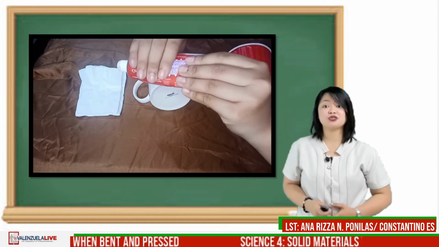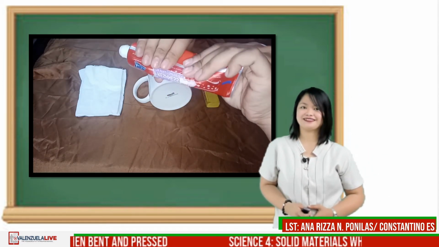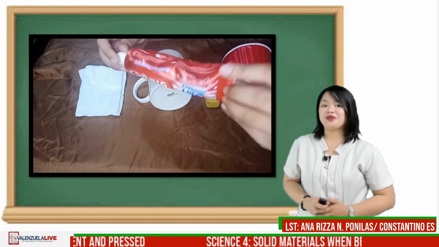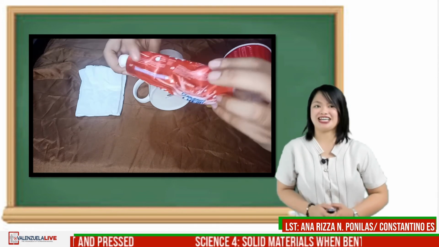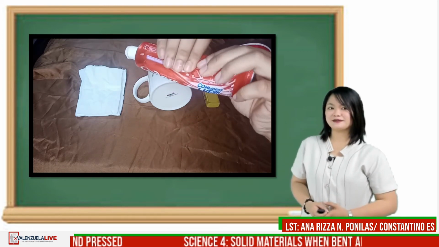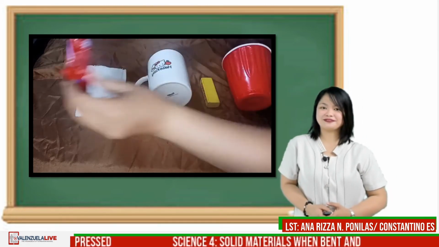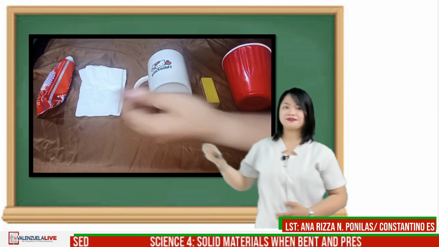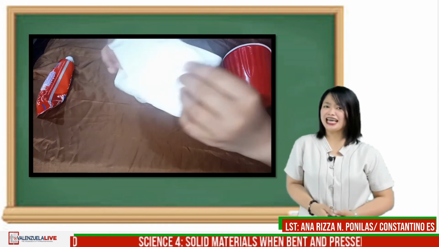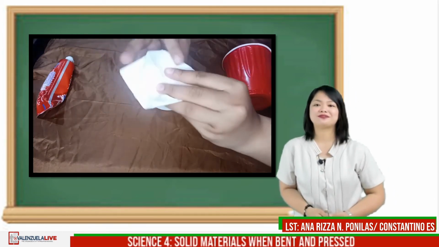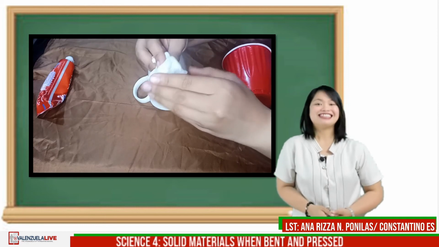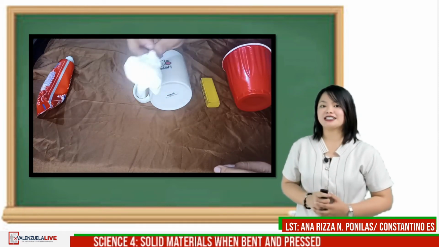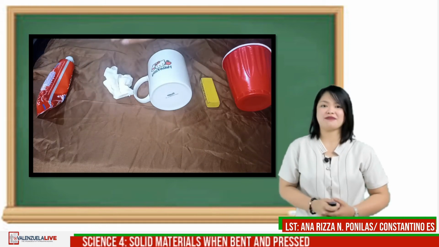Observe the toothpaste tube as it was pressed. Yes, it can be pressed because we can see that its shape was changed. How about the tissue paper? Can it be pressed? It can also be pressed. We infer this because it changes its shape and size.